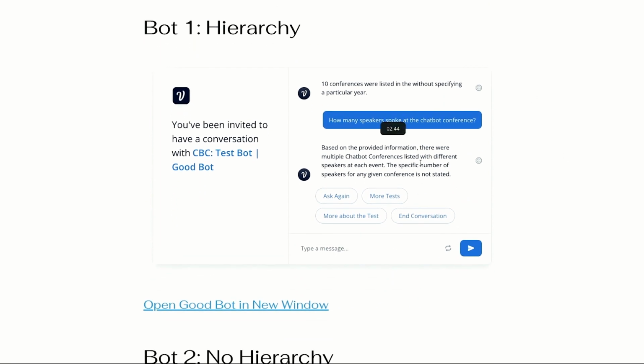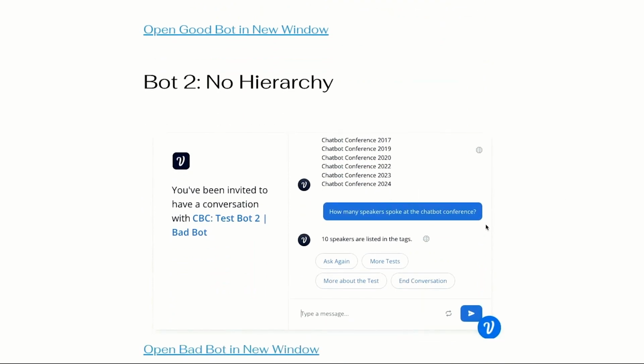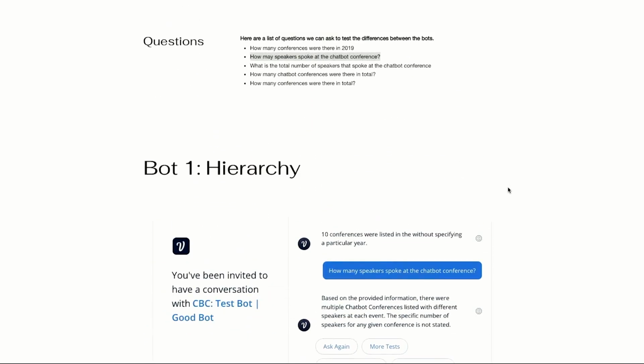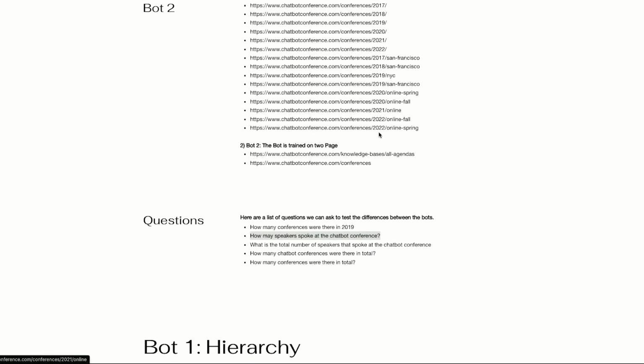so it kind of gives me not a great answer. And this one only says 10 speakers, which is clearly incorrect. So it kind of gives you an idea of what a huge difference it is between both bots. And it's the same information that's been structured. So I'll show you what some of that information looks like so you can get an idea.